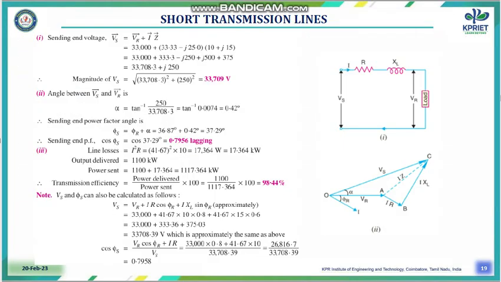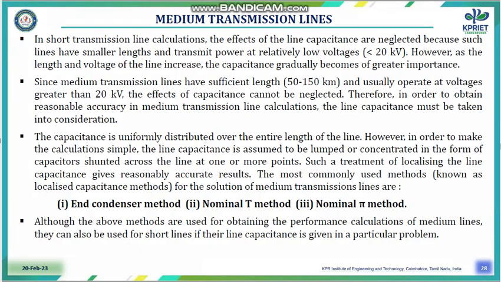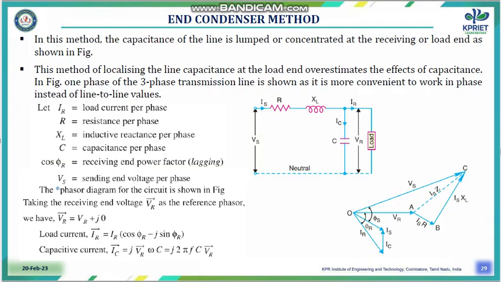Similarly, for a medium transmission line, there are three methods: the end condenser method, nominal T, and nominal pi. In the end condenser method, the capacitance is considered at the end of the transmission line.